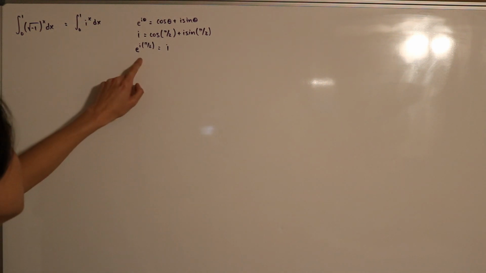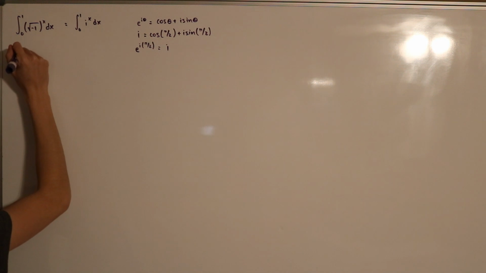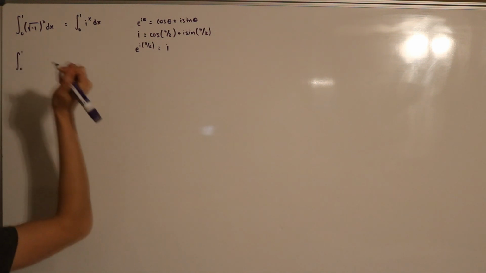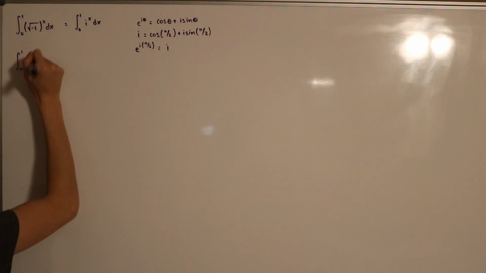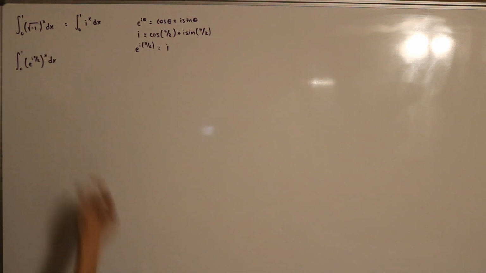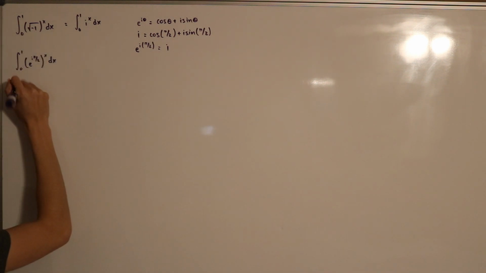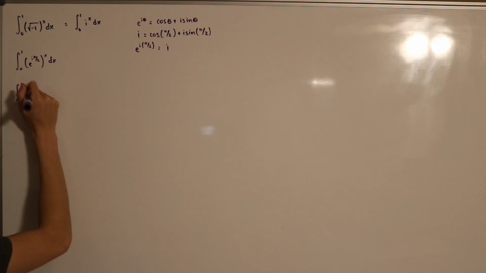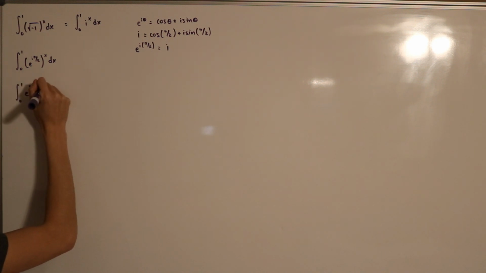So with that, we can replace i with e to the i times pi over 2, and then we have a new integral of the same thing. Well, same integral, just substitution. That's what I'm trying to get at. So we have e to the i times pi over 2 raised to the x dx, and we can distribute the x into here. So now we have the integral from 0 to 1 of e to the pi i x divided by 2 dx.